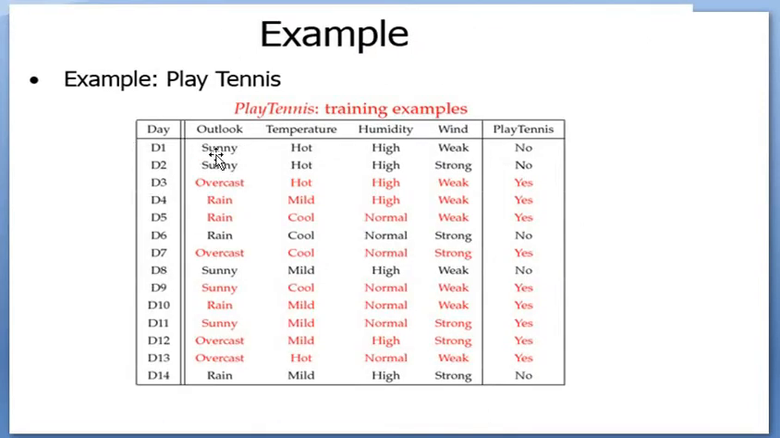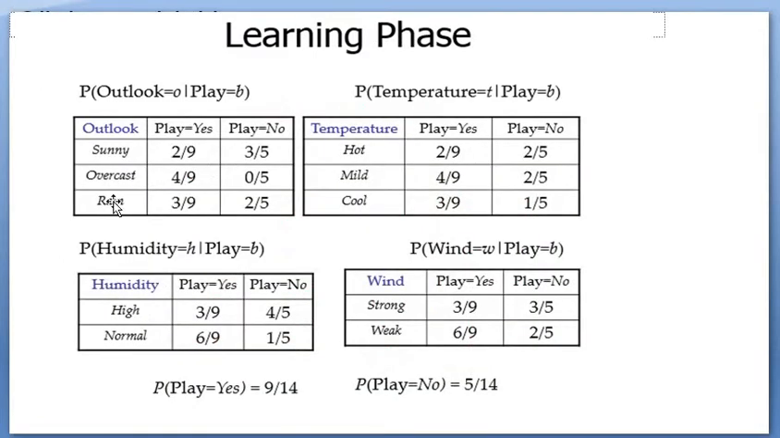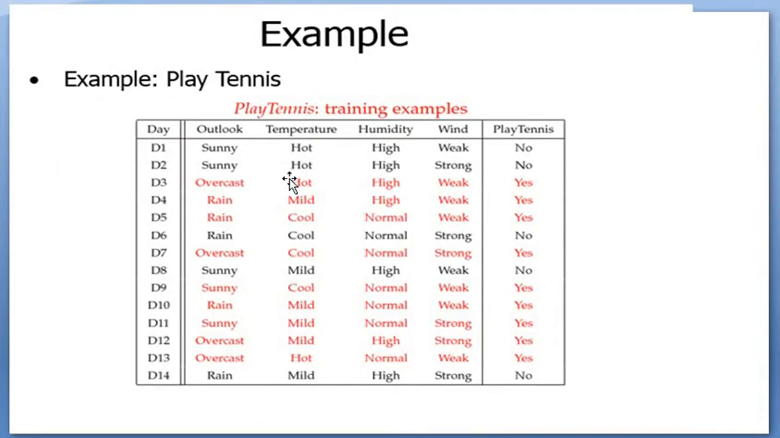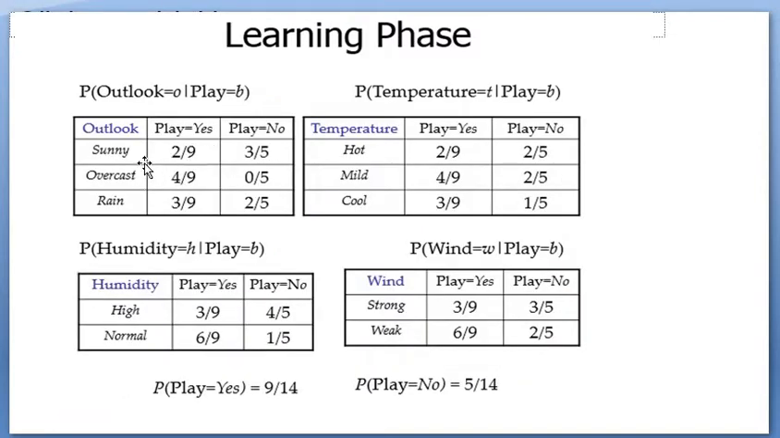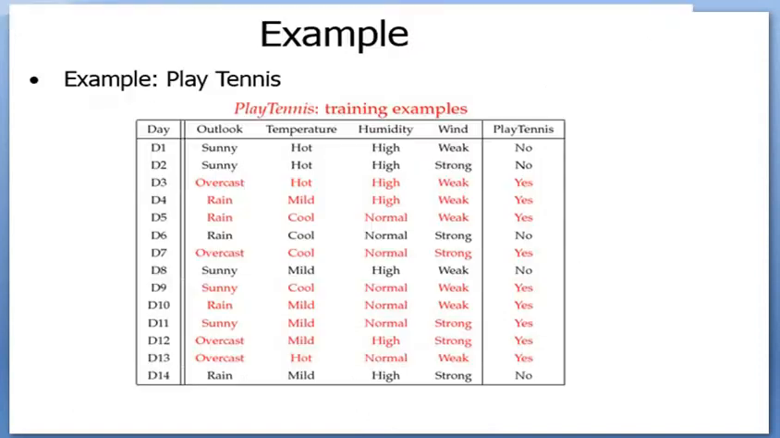How many sunnies are there? You can see 1, 2, 3, 4, 5. So 5 sunnies are there. Out of these, how many yes are there? Total number of yes: 1, 2, 3, 4, 5, 6, 7, 8, 9. So the total number of yes in the data set is 9.